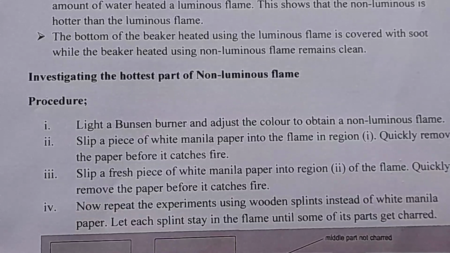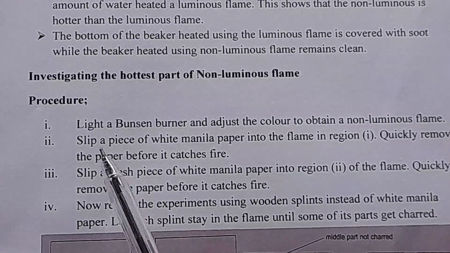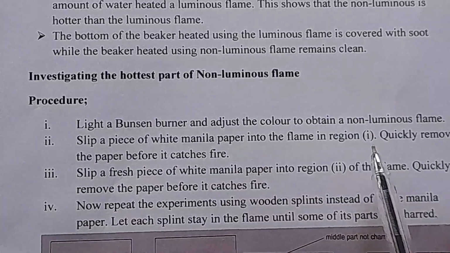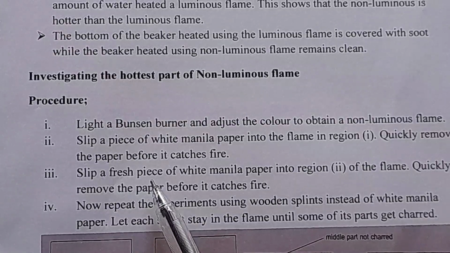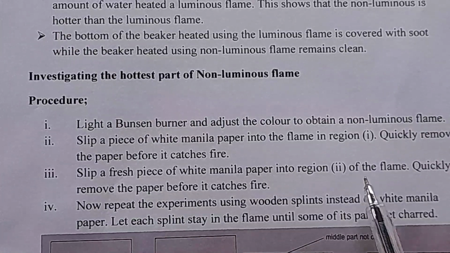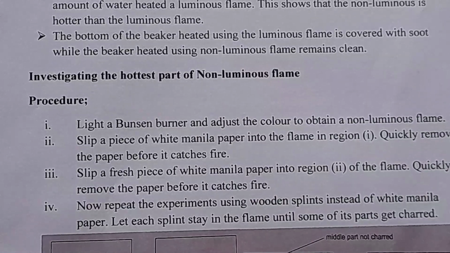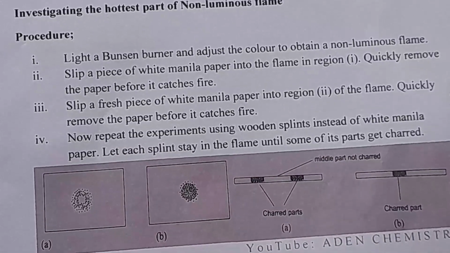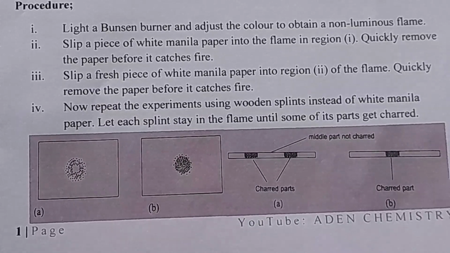The procedure is, first of all, light a Bunsen burner and adjust the collar to obtain a non-luminous flame. Slip a piece of white manila paper into the flame in region 1. Quickly remove the paper before it catches fire. Slip a piece of white manila paper into region 2 of the flame. Quickly remove the paper before it catches fire. Now repeat the experiment using a wooden splint instead of white manila paper, and let each splint stay in the flame until some parts get charred.